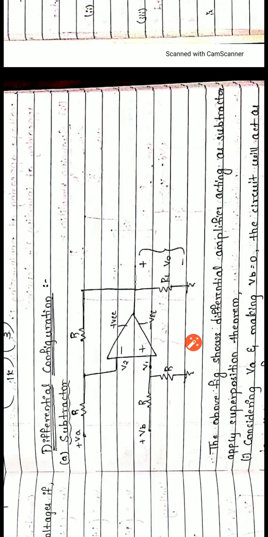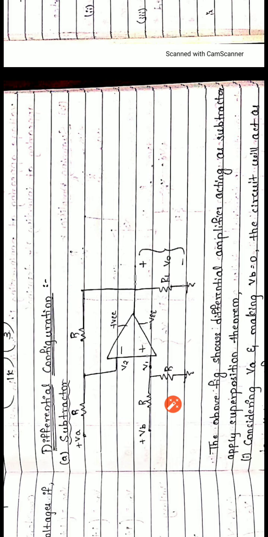Let's start with the last configuration of averaging, summing and scaling amplifier, that is the differential configuration. In that, only two possibilities are there. One, we can design a subtractor, and the second, we can design a summing amplifier. Differential configuration is nothing but a configuration in which the difference of two input signals is amplified at the output side. That's why it is called a differential amplifier or configuration.